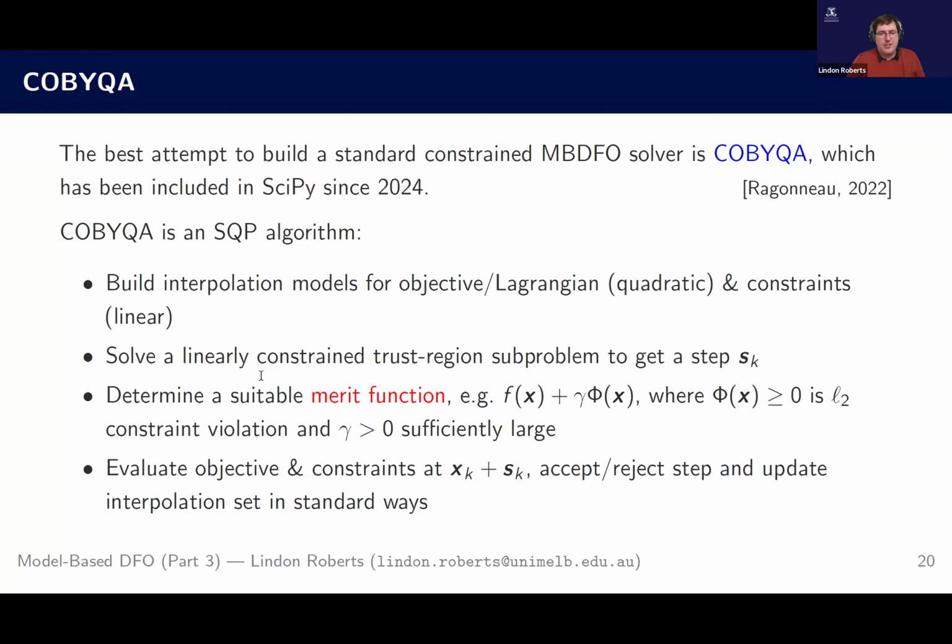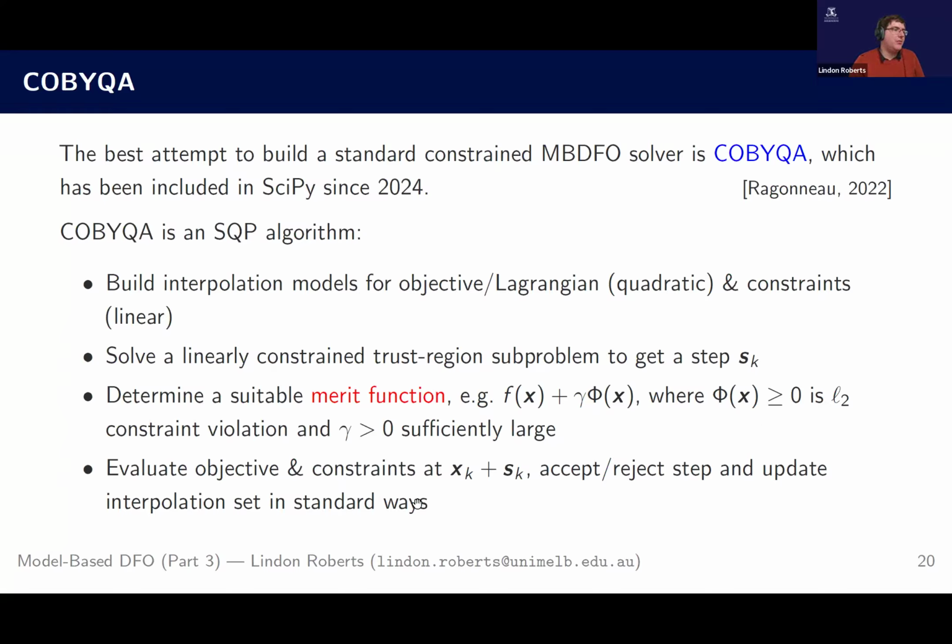Then we have to decide whether a step is good or not. And the way we do that is by using a merit function. So a merit function is some kind of composite objective that measures all the goals we care about. In this case, our goals are decreasing F and ensuring feasibility. So what we do is we define phi of x to be our constraint violation. COBYQA happens to use L2 constraint violation. F of x there is our objective, and we take some large gamma and we take a linear combination of those and say, if we decrease this quantity, then we're happy.